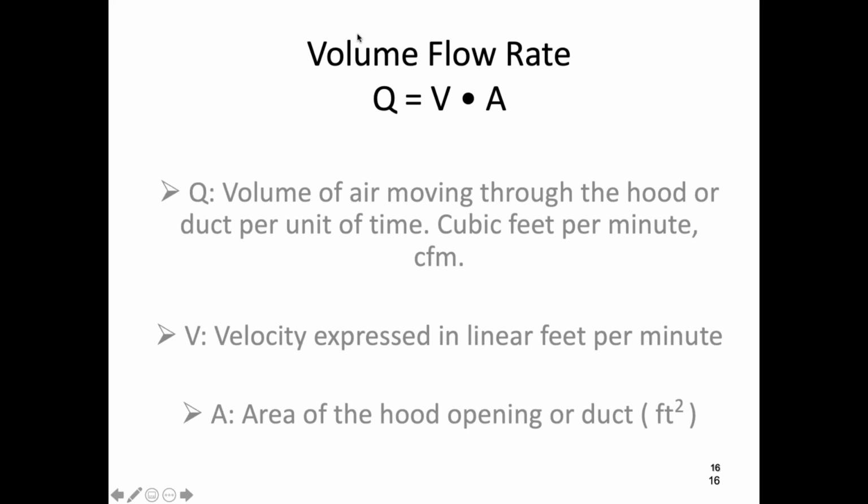If I have a 12-inch duct and I have 100 feet per minute going into that duct, well, that's not a square foot, a 12-inch round duct, right? How do we figure out the actual cross-sectional area? It's pi times the radius squared, right? The radius is 6 inches, but we have to convert that into feet. So it's half a foot.